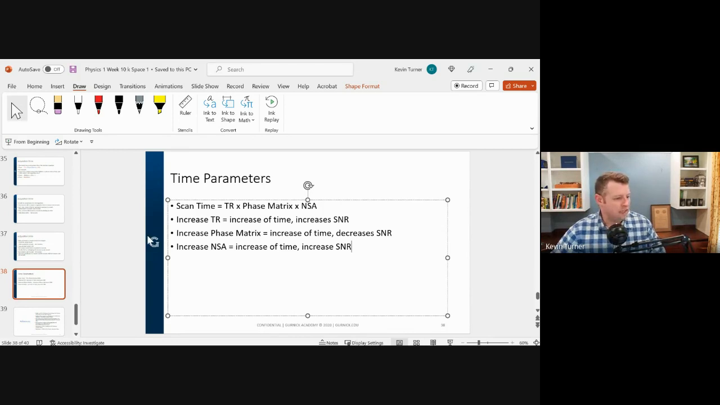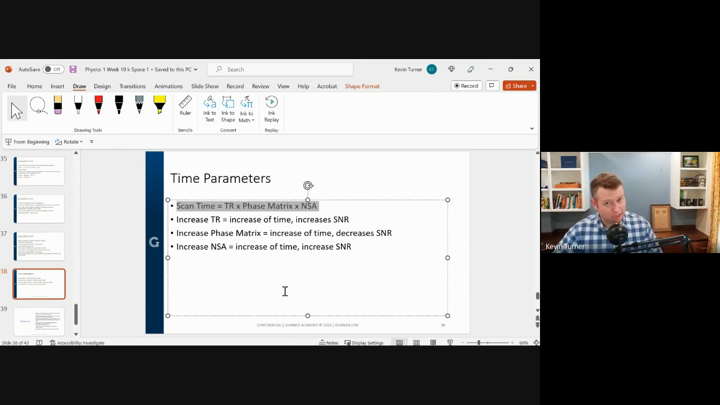Okay, so these are the time parameter questions. You're going to see regular parameter questions on this quiz too. This parameter goes up, what happens to time? This parameter goes down, what happens to time? If it's not part of the scan time equation, it does not affect time. TE doesn't affect time. Frequency matrix doesn't affect time. Slice thickness doesn't affect time. Receiver bandwidth doesn't affect time.